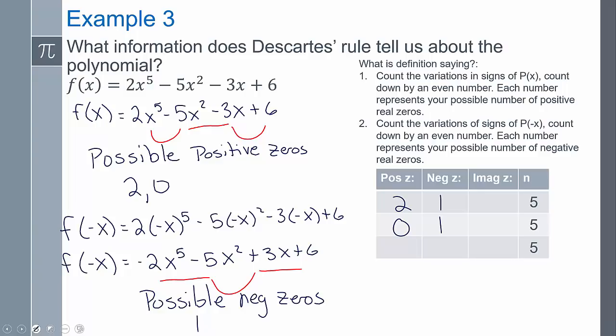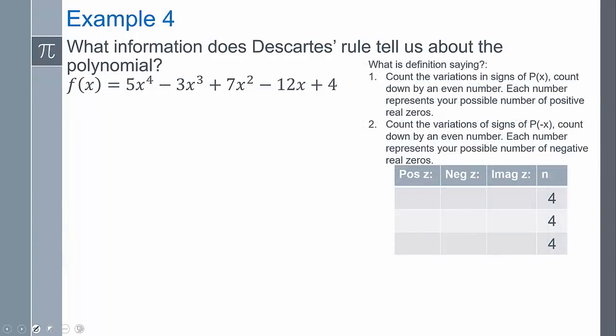Now, they should all add to my degree. So 2 plus 1, now I have 2. So I have to have too many, so that should equal 5. And then in this scenario, that should give me 5 as well. I have to have 4 imaginary zeros. So they should add up to 5. Now, Descartes' rule of signs is limited in the sense that I don't know which possibility it is. It could be this possibility. It could be that possibility. I don't know. But I do know at least it's one of those 2 possibilities.